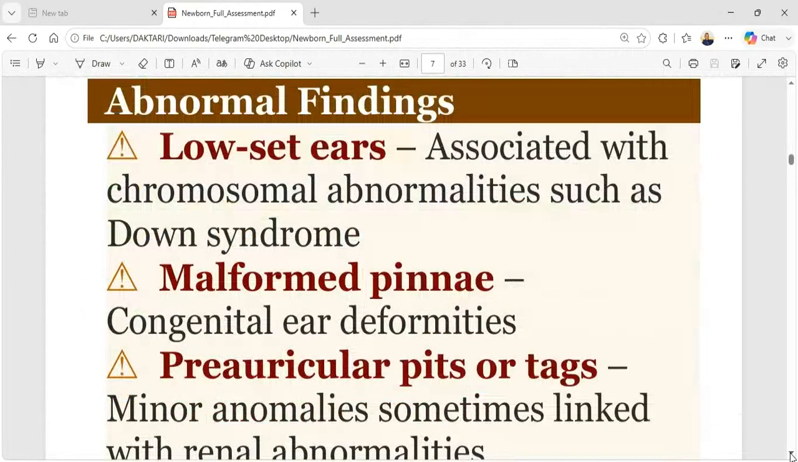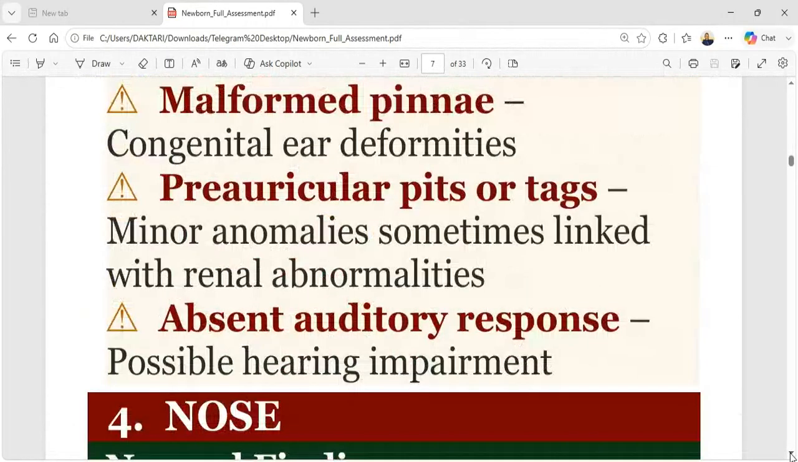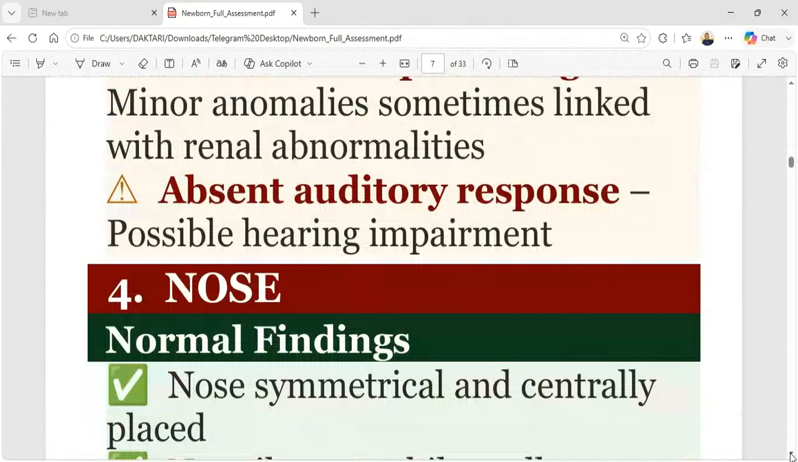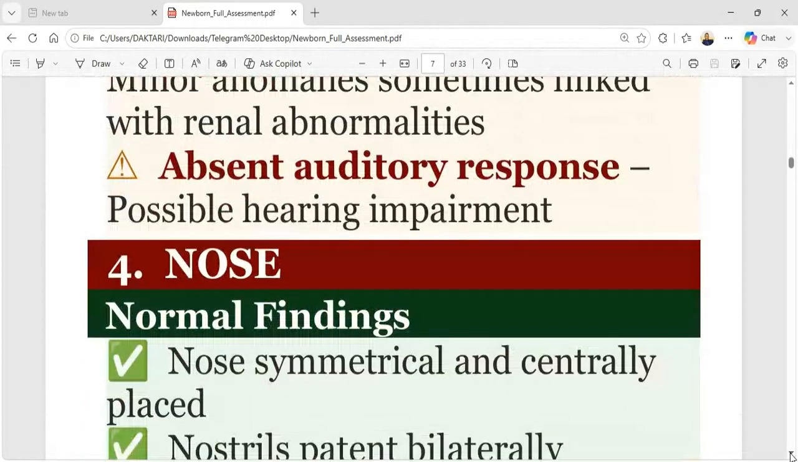So when there are low set ears, associated with chromosomal disorders such as Down syndrome, be alert. Malformed pinna, congenital ear deformities, then we have preauricular pits or tags. These are minor anomalies sometimes linked with renal abnormalities. Absent auditory response can as well be there, possible hearing impairment.